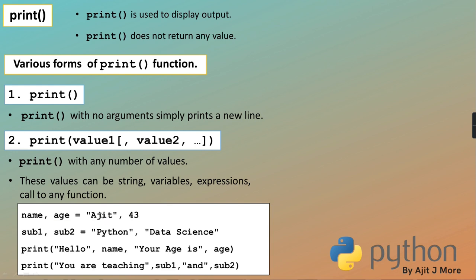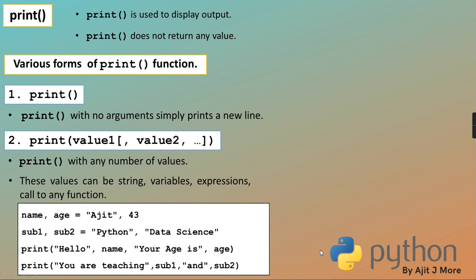Here two variables are created. In name, my name is stored, and age. Then sub1 and sub2: in them Python and data science are stored. Then you are giving the list of values: value 1, value 2, value 3, value 4. Value 1 is a literal value, hello. Then a space will come. Then name is a variable, so my name is printed, again a space. Your age is, again a space. Then age, 43. Whatever the value is, it is displayed. So all these four values are displayed one after another.